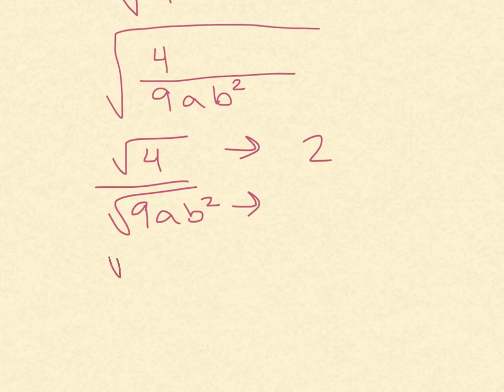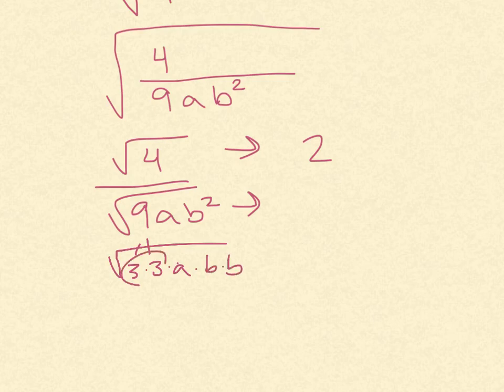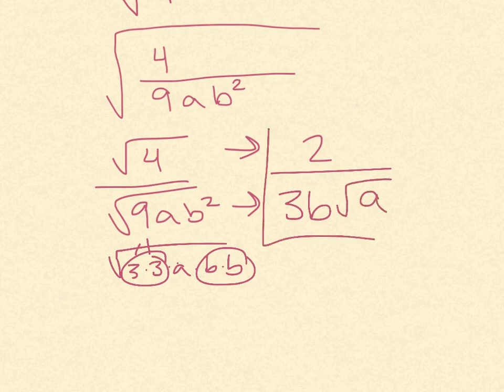So the 9 breaks down into what? 3 and 3. The a is just, we only have one a, and we have 2 b's. So what are we going to circle here? The 3's and the b's. So what comes on the outside? 3b. 3b, and what stays on the inside? A. So this is our final answer.